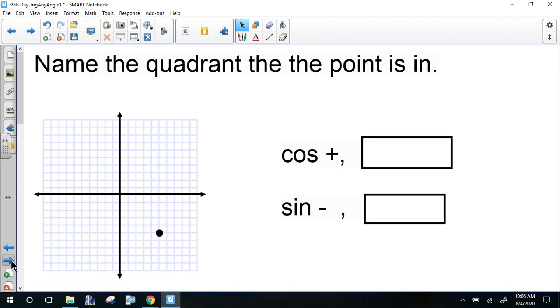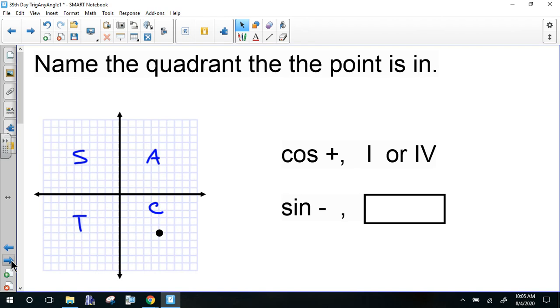Here we're going to name the quadrant the point is in. So remember, all students take calculus. Okay? Where is cosine positive? It's in 1 or 4. Cosine is positive in 1 and 4.